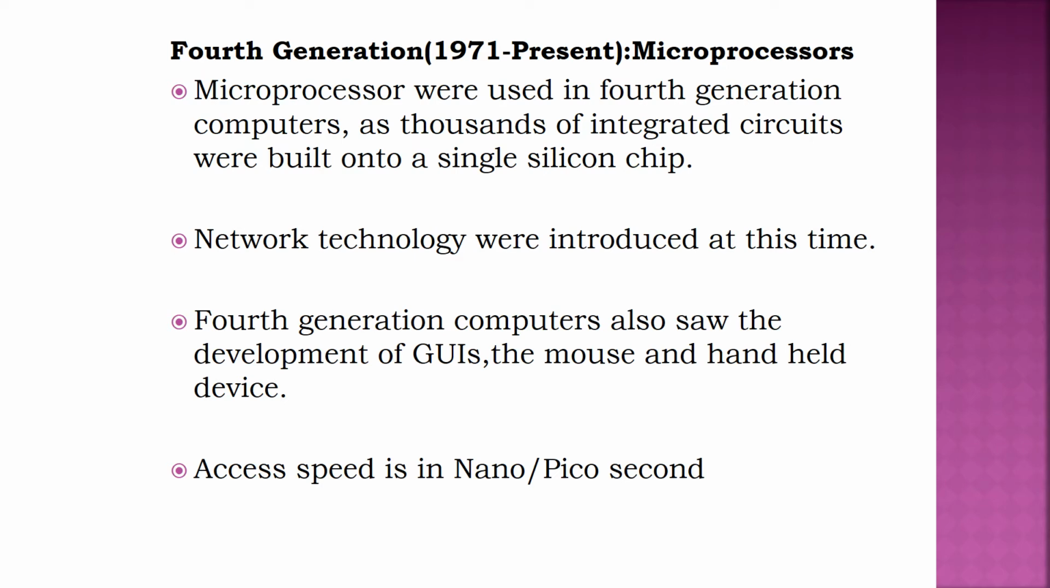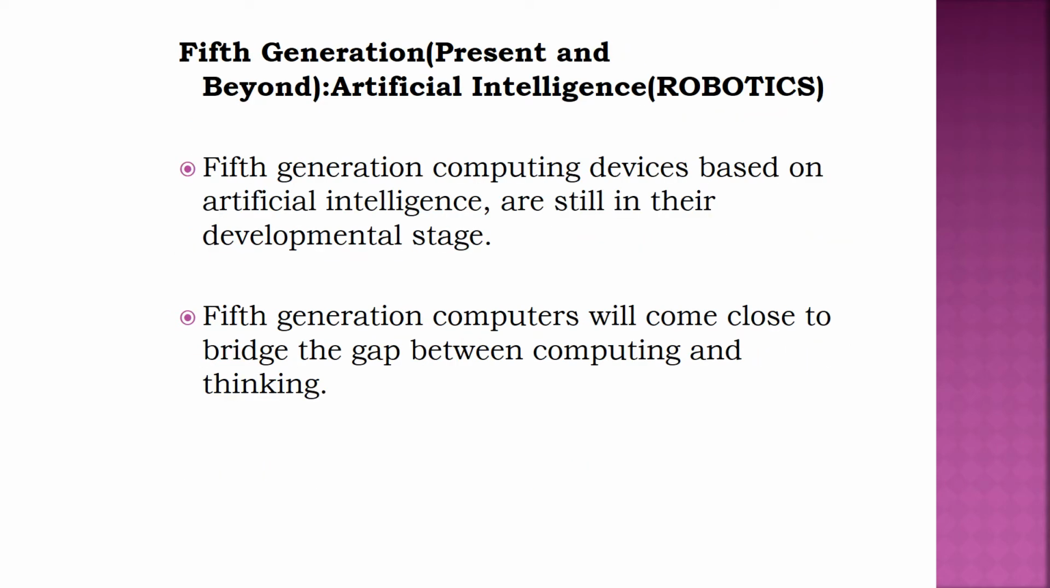Let us see what are the things in the fifth generation. The fifth generation, which started with the present and goes beyond, comes into artificial intelligence. A fifth generation computing device based on artificial intelligence is still in a development stage. The fifth generation will bridge the gap between computing and thinking. These are the things which come across in the fifth generation.